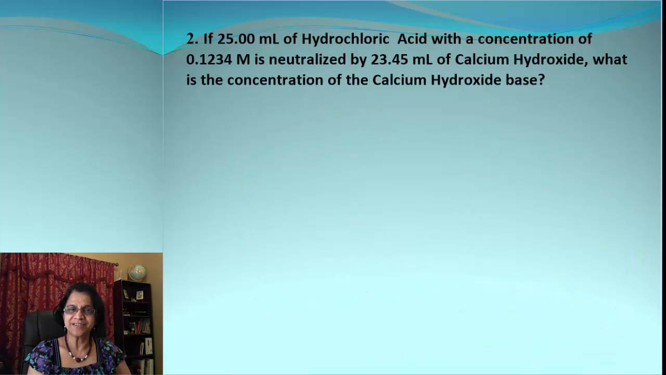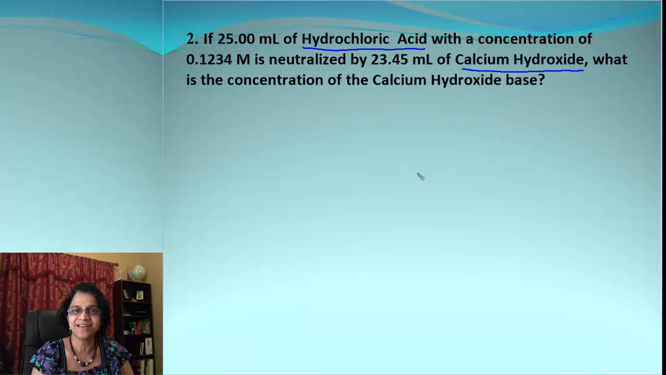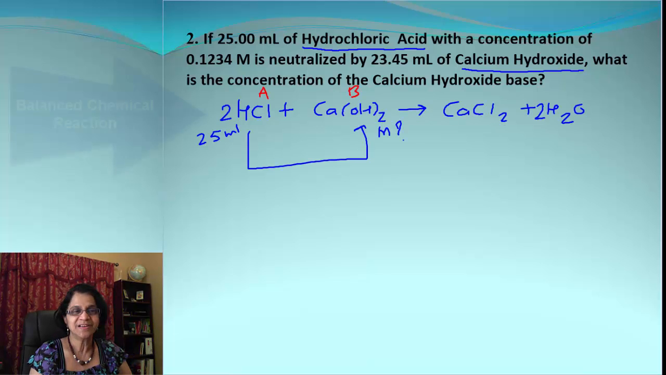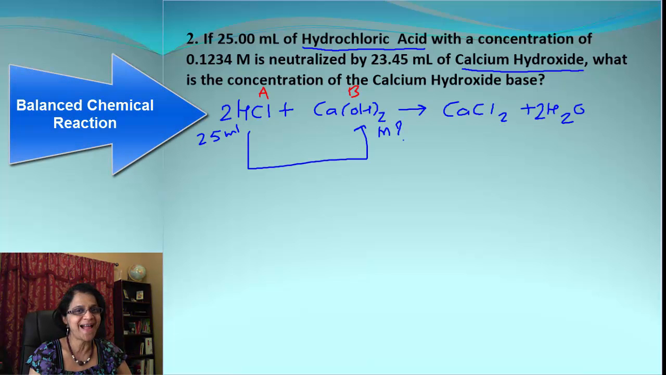Okay, let's practice one more problem. So here we begin. We need to make sure we have a balanced reaction. So let's find out the chemicals. Hydrochloric acid is one chemical and second is calcium hydroxide. So let's get the balanced reaction for both of those. It's HCl, that's the formula, and then calcium hydroxide. And what do we get? So there we go, we got the balanced reaction.